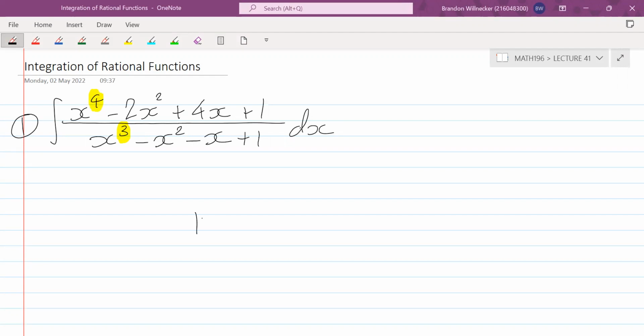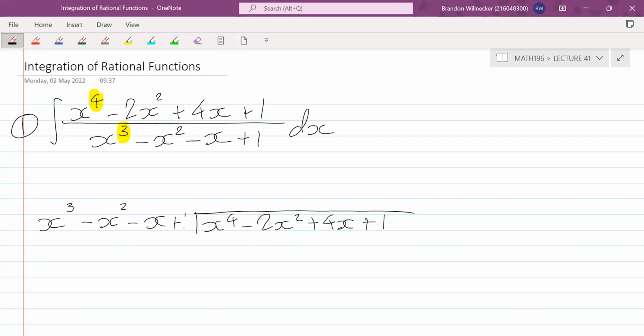So we're going to take our numerator, x to the 4 minus 2x squared plus 4x plus 1. Okay, so that's a fourth degree polynomial, and we're dividing by this cubic polynomial, x cubed minus x squared minus x plus 1. Okay, so we need to divide. So how many times does x cubed go into x to the 4? It's going to be x times, because x times x cubed gives us x to the 4.